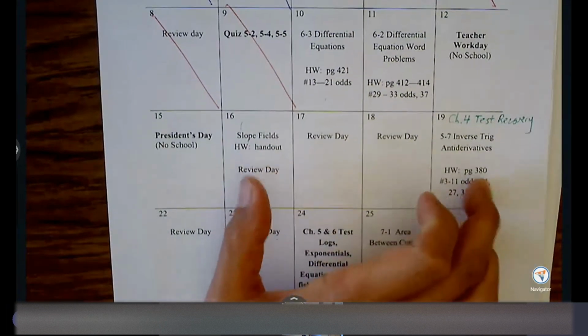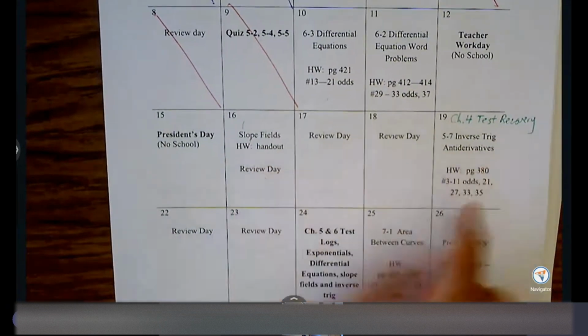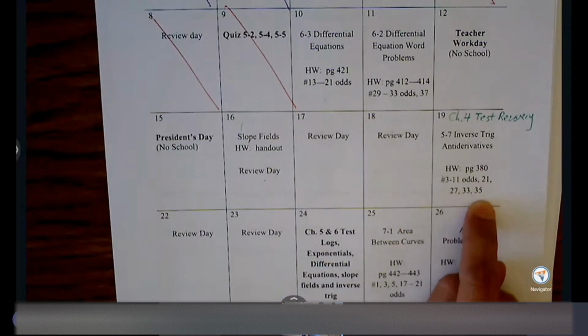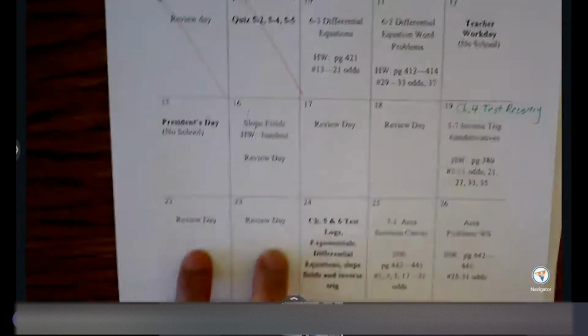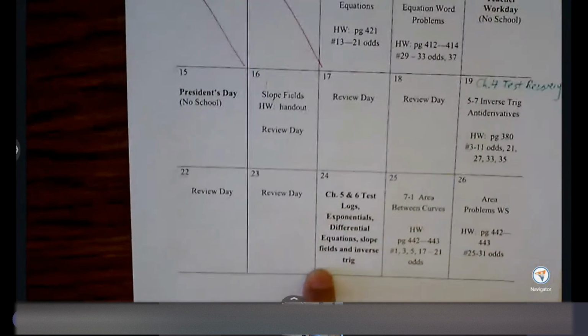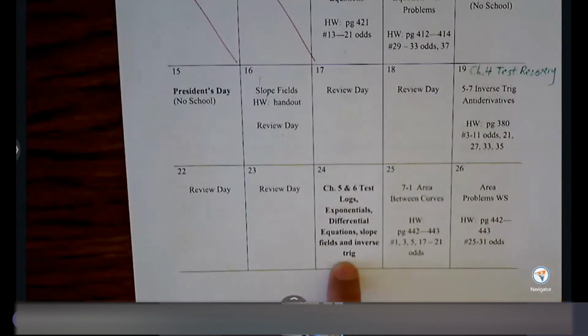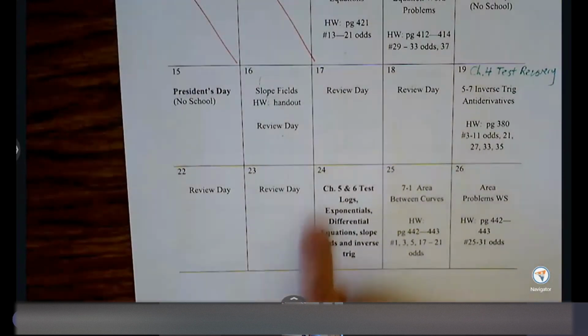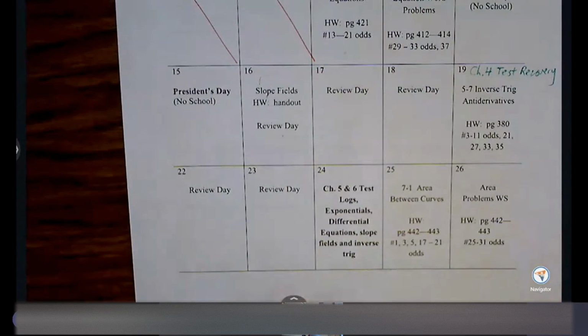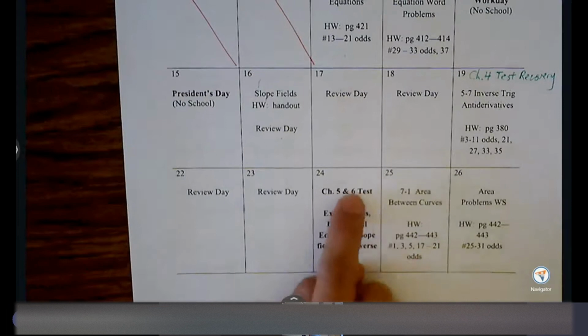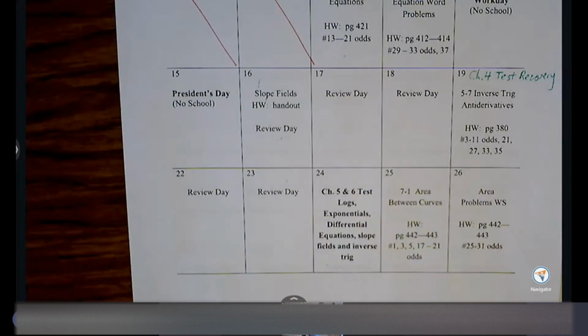Next week, we have a little bit more to do with slope fields, and our final set of integral rules is going to be with the inverse trig antiderivatives. And then more review. Right now I have the test scheduled for Wednesday, but we'll see. It'll cover the quiz topics as well as what we're covering now until the end of the unit. So we're merging these topics together and calling it the Chapter 5/6 test.